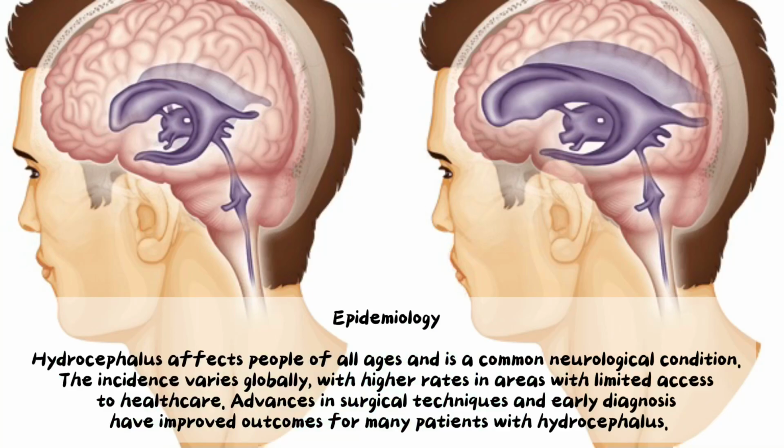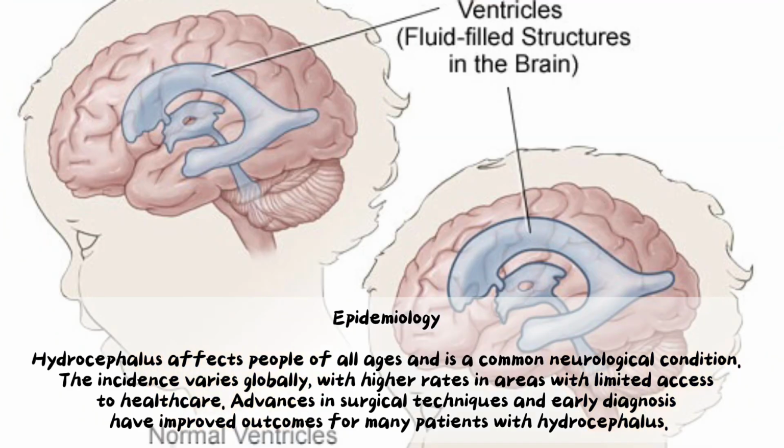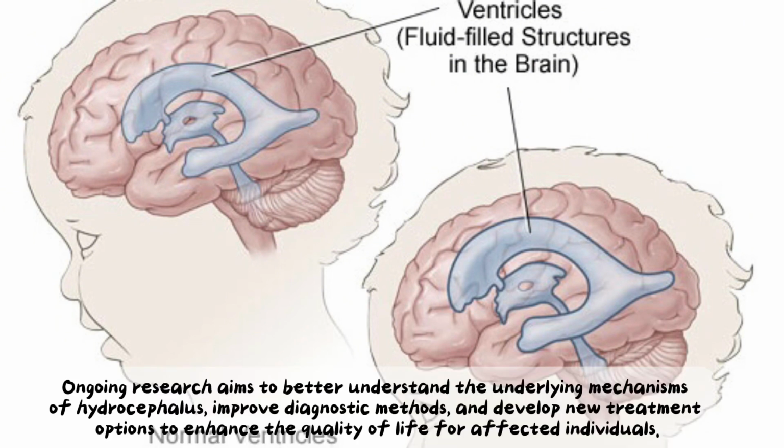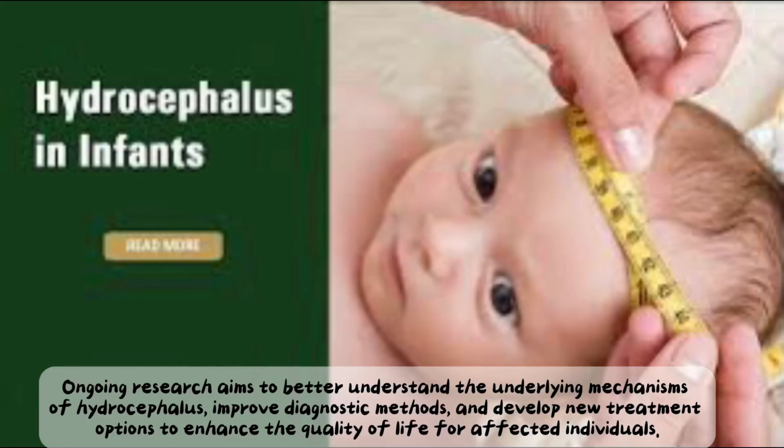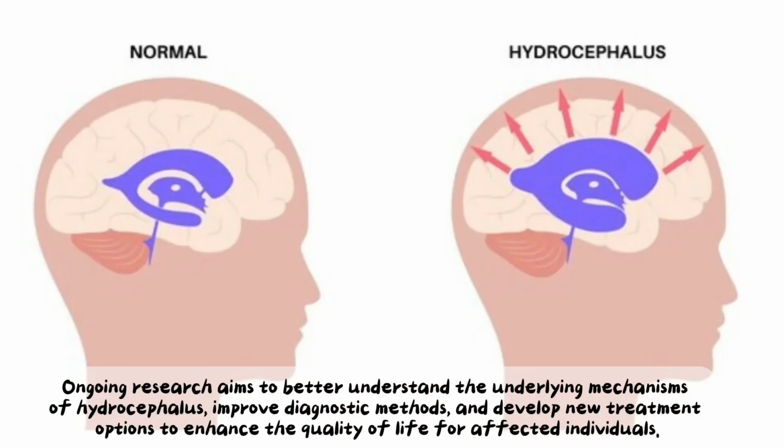Epidemiology. Hydrocephalus affects people of all ages and is a common neurological condition. The incidence varies globally, with higher rates in areas with limited access to healthcare. Advances in surgical techniques and early diagnosis have improved outcomes for many patients with hydrocephalus. Ongoing research aims to better understand the underlying mechanisms of hydrocephalus, improve diagnostic methods, and develop new treatment options to enhance the quality of life for affected individuals.